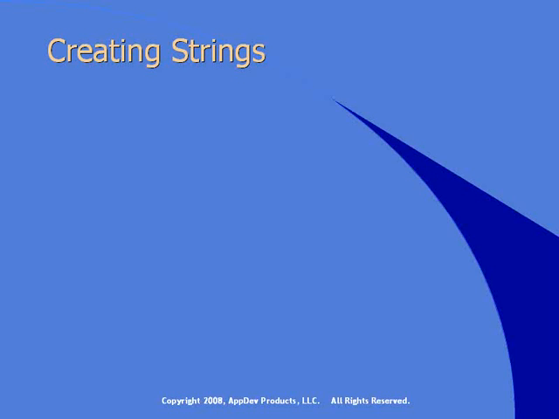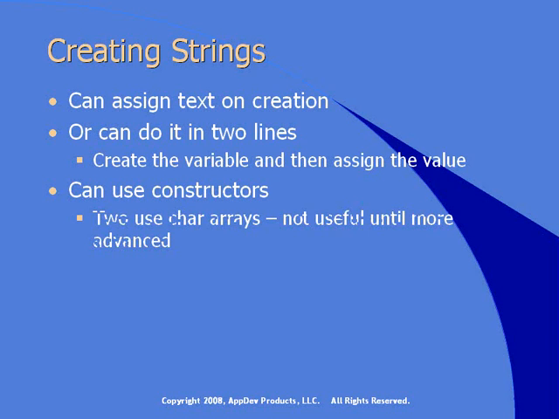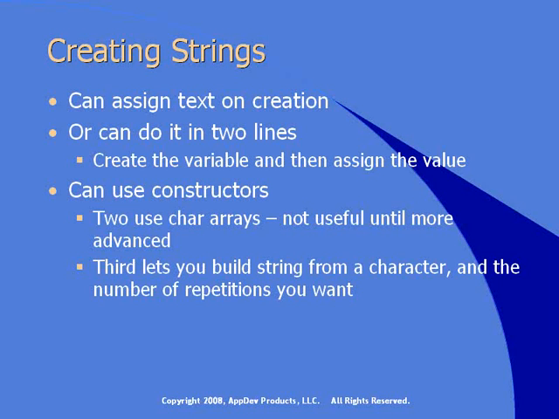There are several different ways you can create strings in your code. You can simply create a variable and assign its text on creation, or you can do it in 2 lines. You can create the variable and then assign the value some other time. You can use the string class's constructors. 2 of the constructors use character arrays, and you won't use those until you're more advanced working with the string class. A third is very useful and lets you build a string from a character and the number of repetitions you want. You could, for example, create a string that contains 35 spaces by passing into the constructor the space character and 35, the number of repetitions that you want.